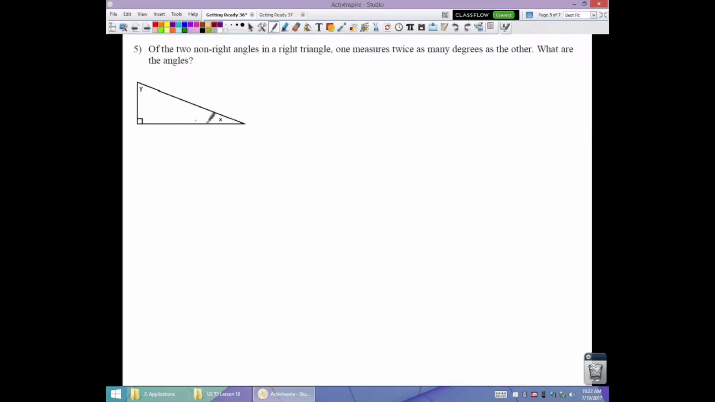All three angles in a triangle, the sum of all three angles is 180. Well, this one marked as a right angle is 90 degrees. So if I take that away from the total, 180 degrees minus 90 degrees leaves me 90 degrees for the sum of these two. So one of my equations is that these two remaining angles, the ones labeled X and Y, have to add up to 90. Now, the other piece of information is in the question. One of those angles measures twice as many as the other.